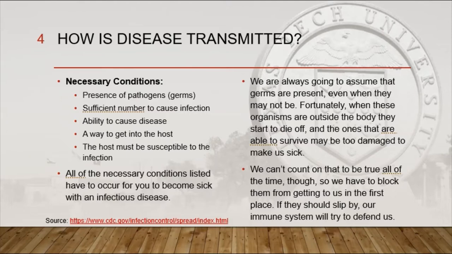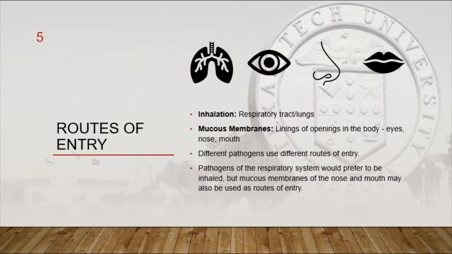We cannot count on all of that to be true all of the time, though, so we have to block them from getting to us in the first place. If they should happen to slip by, our immune system will try to defend us. There are different routes of entry into your body. The first one is inhalation, which is entry through the respiratory tract or lungs. The second is through mucous membranes, which are the linings of openings in the body, including your eyes, nose, and mouth. Different pathogens will use different routes of entry. Pathogens of the respiratory system would prefer to be inhaled, but mucous membranes of the nose and mouth may also be used as routes of entry.